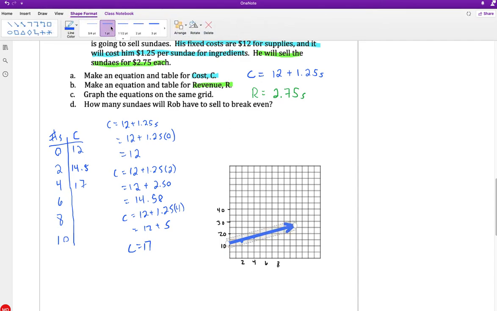Your graph is going to be much nicer than mine. Maybe not as colorful, except for maybe Regan.